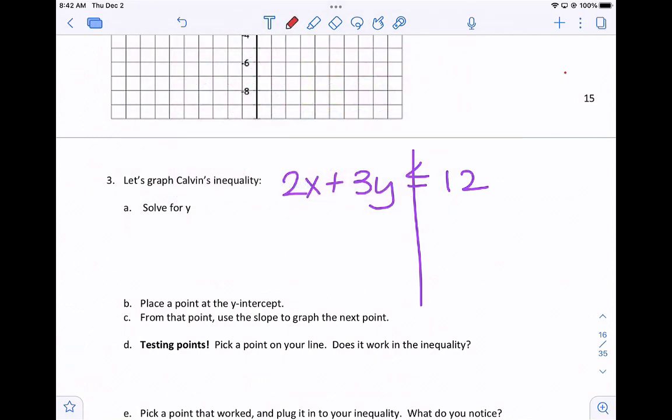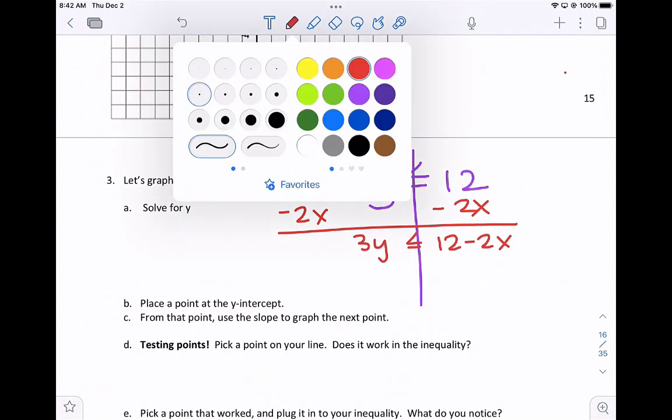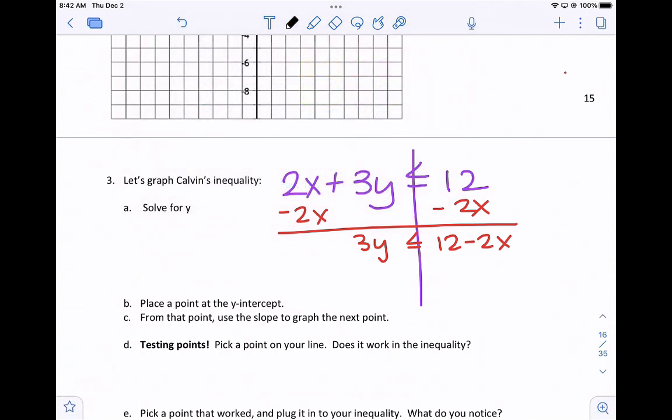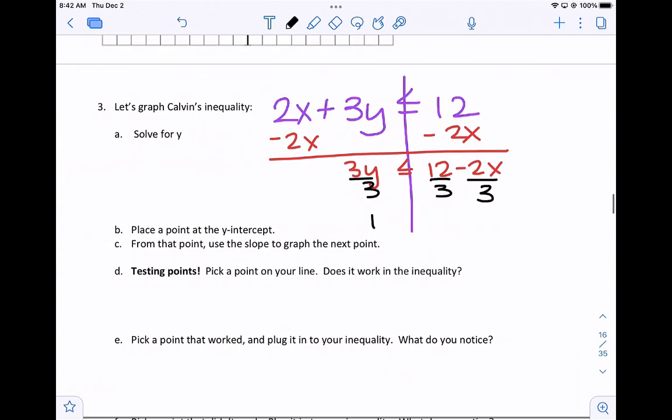So first step, subtract 2x from each side. We'll get 3y is less than or equal to 12 minus 2x. And then to get rid of the 3, we can divide each side by 3. And then I'll just simplify. So y is less than or equal to 12 divided by 3 is 4 minus 2/3 x.